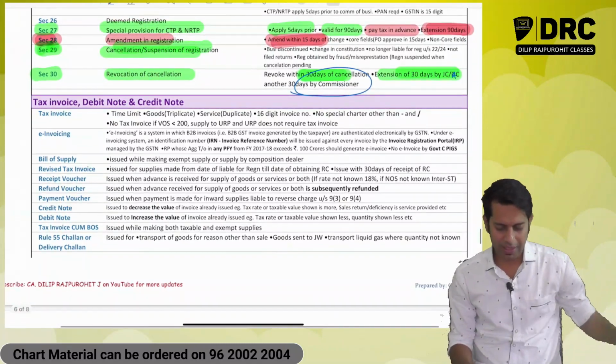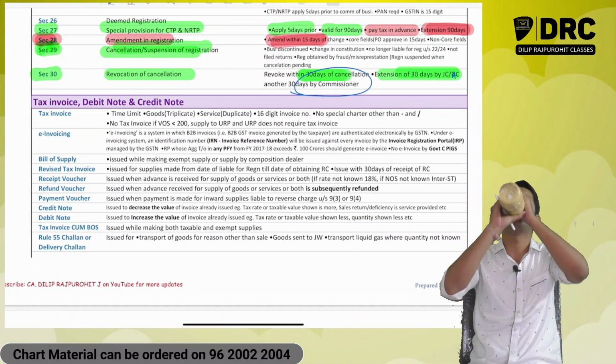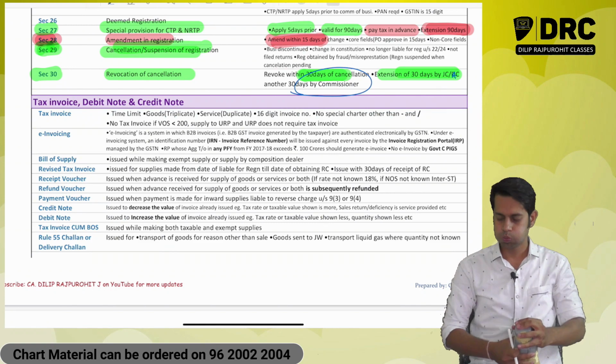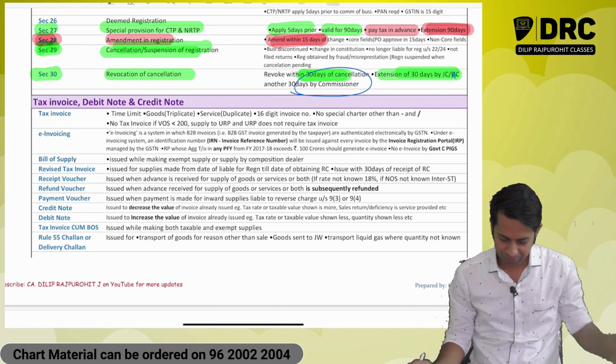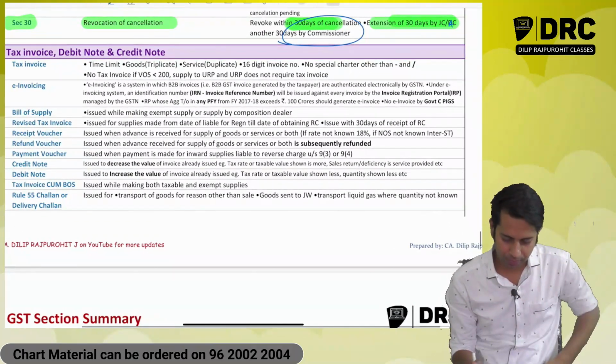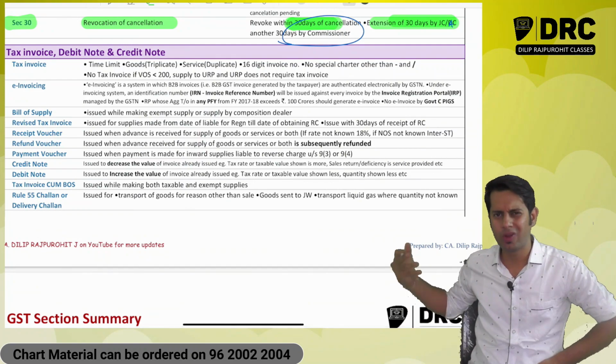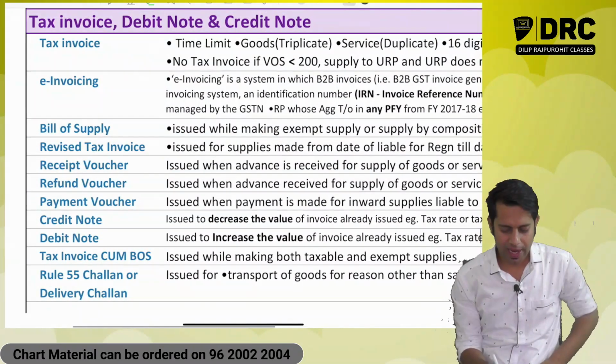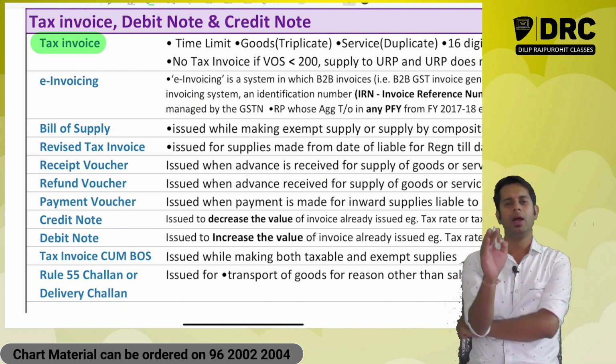Then tax invoice, debit note and credit note. Now all the theory topics will come. Tax invoice, debit note and credit note.